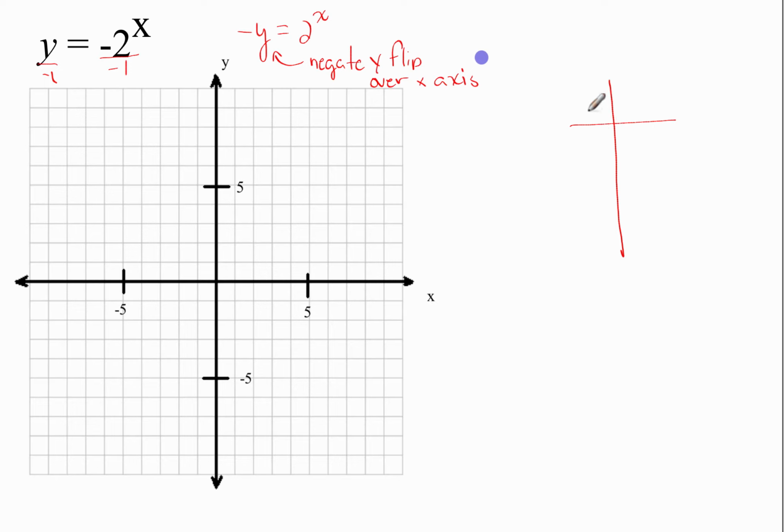So once again, I could do my chart, x, y, and I'll just pick the easy points to put in. And I'm going to say -2 raised to the -2. Now careful. What they're asking you to do first is take 2 and raise it to the -2. So 2 raised to the -2 is 1/4. And then put the negative sign in front. Likewise, -2 raised to the -1 means I'm going to raise 2 to the -1, which is 1/2, and then negate it.